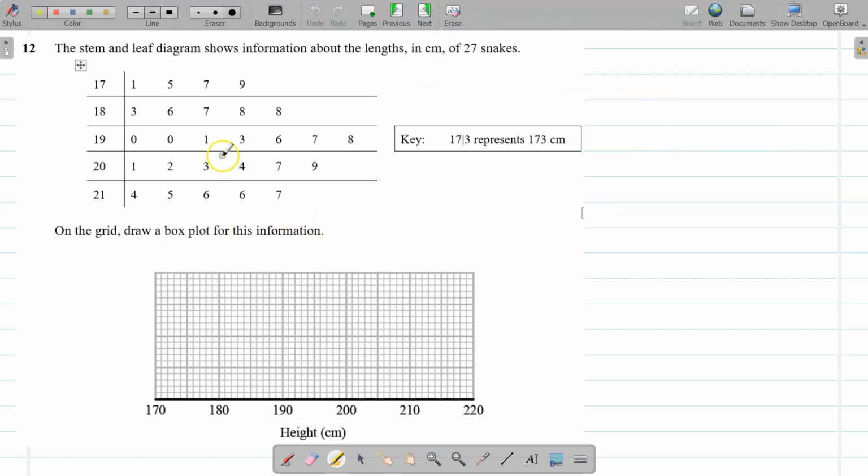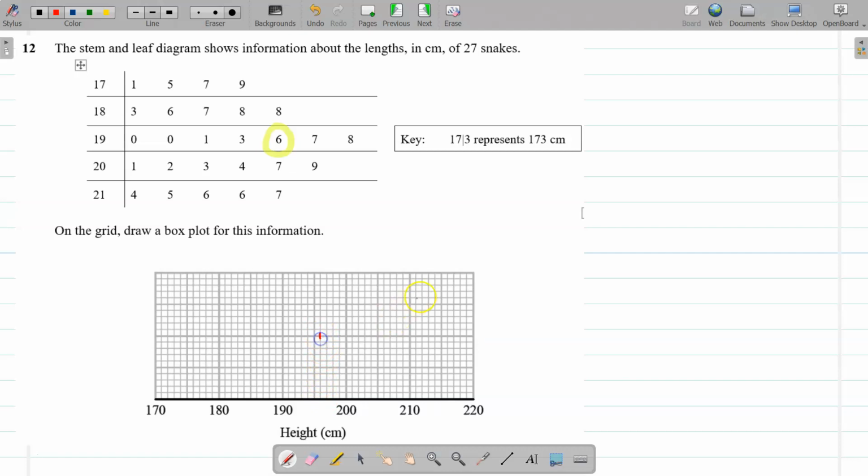Next. Okay, we've got 27 snakes and we've got to make a box plot. So we need to know the median. If you've got 27 snakes, the median length is the length of the 14th one, because you've got 13 snakes to the left of it and 13 to the right. So the 14th one is the median. 4, 5, 6, 7, 8, 9, 10, 11, 12, 13, 14. So the 14th one is 196. Okay, so I'm just going to put a little mark for the moment at 196.